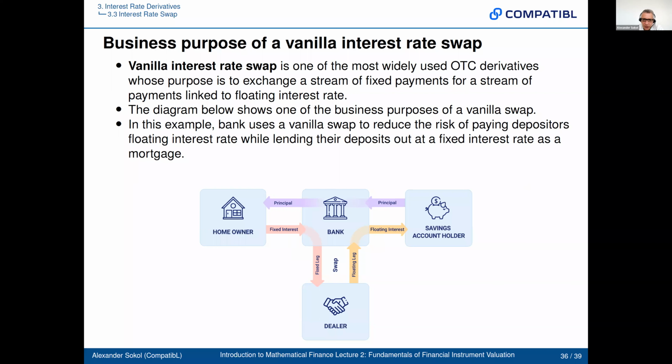If you're a bank, and this diagram below shows how the bank works, you have two parts of your business.